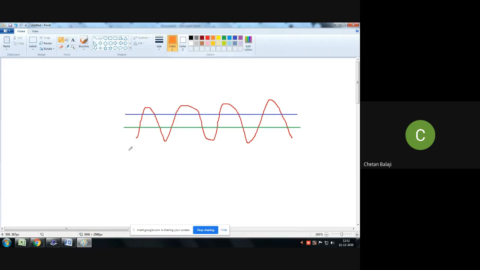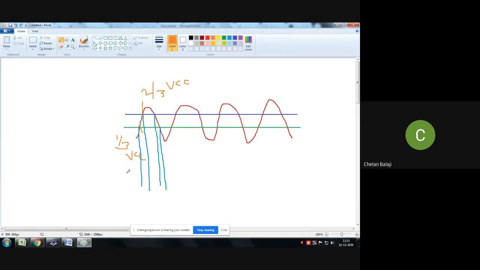Let me call this line 1 by 3 VCC. Let me call this line 2 by 3 VCC. Now draw a straight line here. This is 1 by 3, again 2 by 3, and again 1 by 3 here. Once you draw a straight line here, output will be 0.